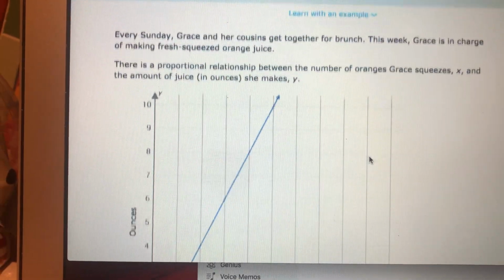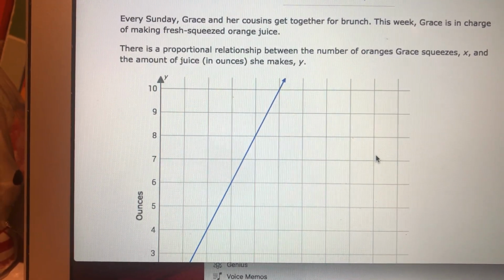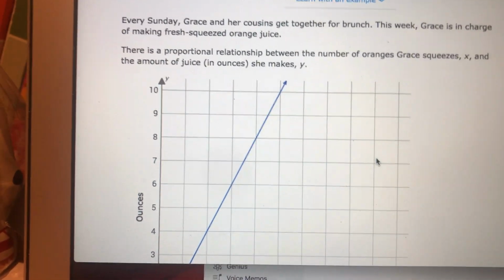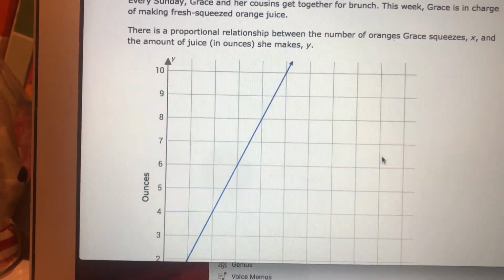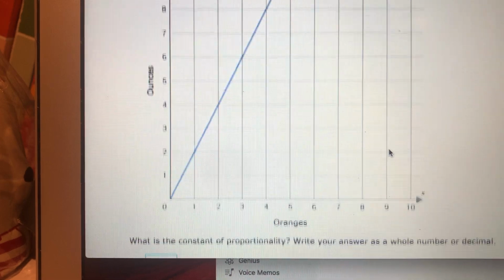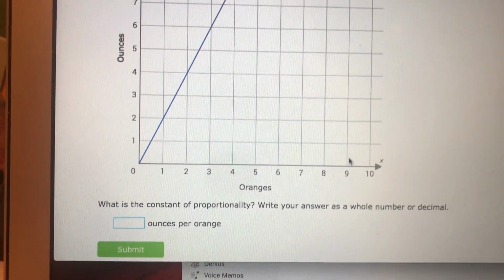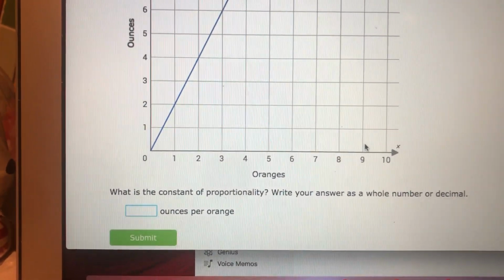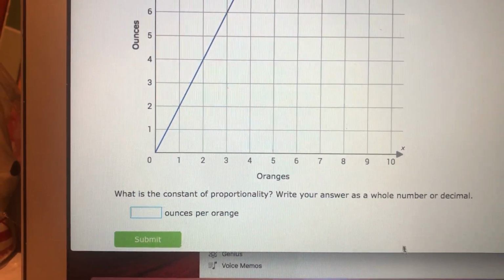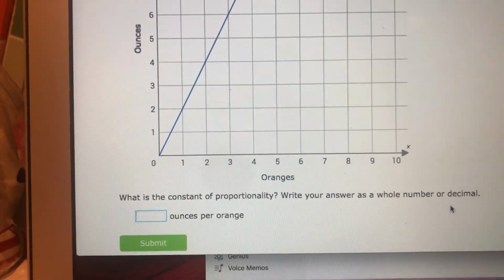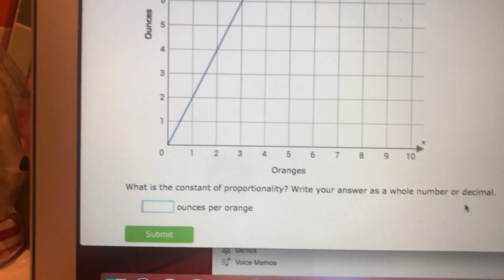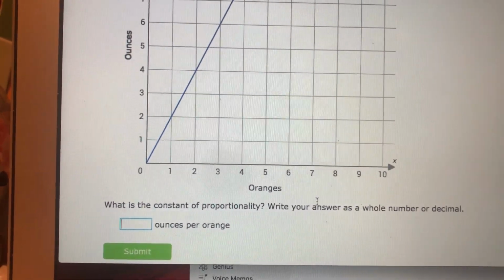So here it says there's a proportional relationship between the number of oranges Grace squeezes and the amount of juice she makes. Cool. So we already know it's proportional. Now it says, what is the constant of proportionality? Write your answer as a whole number or a decimal. Okay, so here we go. We need to find the constant of proportionality.